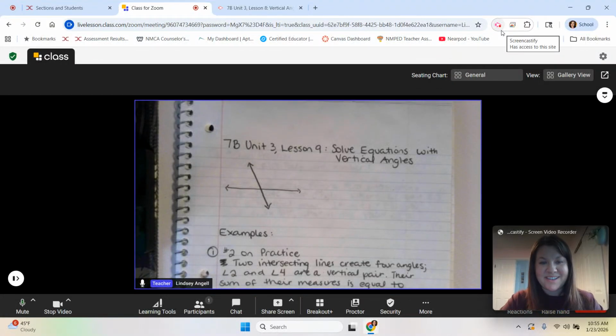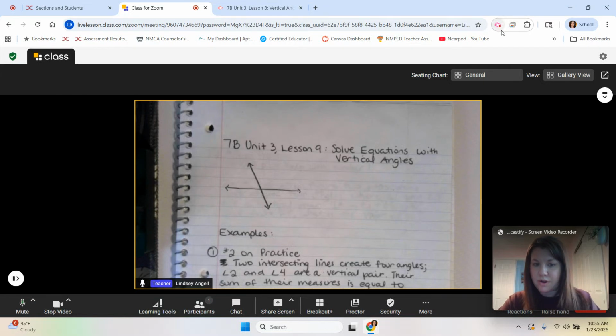Hi guys, welcome to Unit 3, Lesson 9, Solve Equations with Vertical Angles. So, today's our second day with vertical angles.